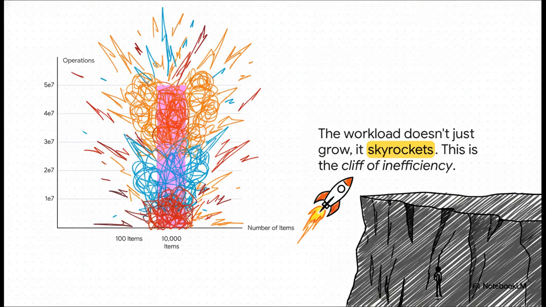And this chart shows you exactly what O of n squared means in practice. Look at this. Sorting 100 items might take around 5,000 operations. That's manageable. But if you increase that list to just 10,000 items, not even that big by modern standards, the workload absolutely explodes to 50 million operations. The work doesn't just grow, it skyrockets. This right here is that cliff of inefficiency.